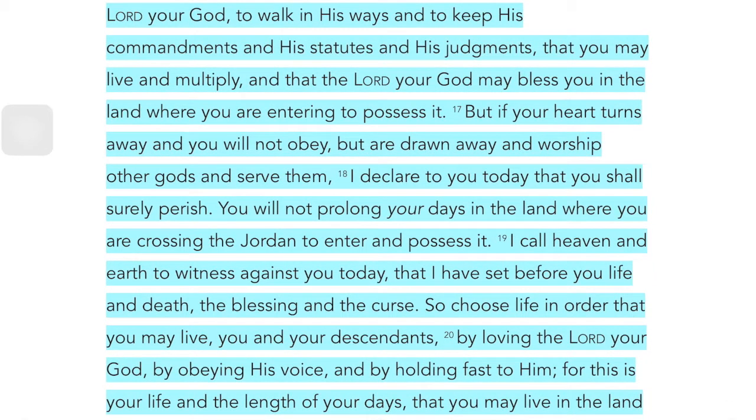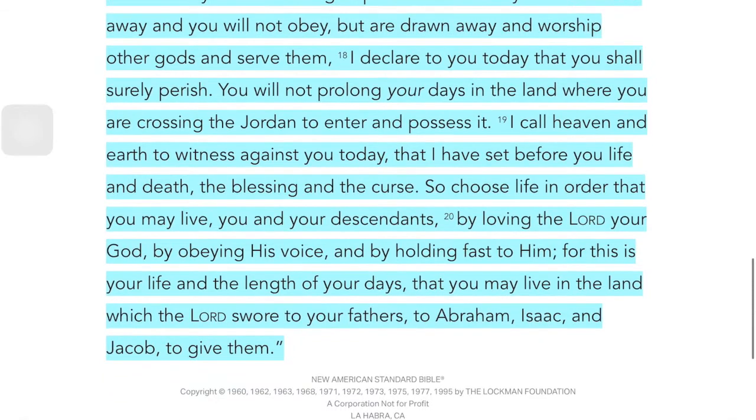But if your hearts turn away, and you will not obey, but are drawn away and worship other gods and serve them, I declare to you today that you shall surely perish. You will not prolong your days in the land where you are crossing the Jordan to enter and possess it.